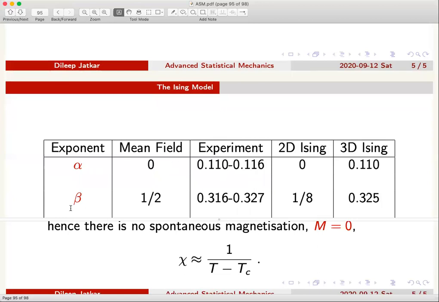Beta is the exponent that determines the temperature dependence of the magnetization. Remember it was like a parabola that we had plotted, which asymptotes to plus or minus 1 value. That beta was half within mean field theory, and experimental data shows it to be 3.16 to 3.27.